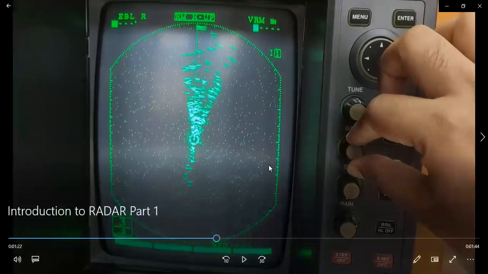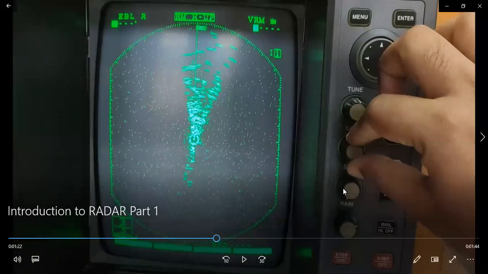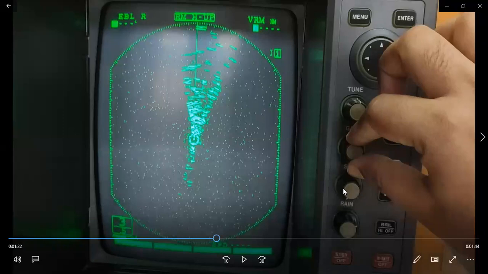Okay, these are some controls, like rain and sea. When you receive signals, there are also a lot of reflections from the raindrops. If it rains, then there can be some small reflected pulses with very low energy from rain.